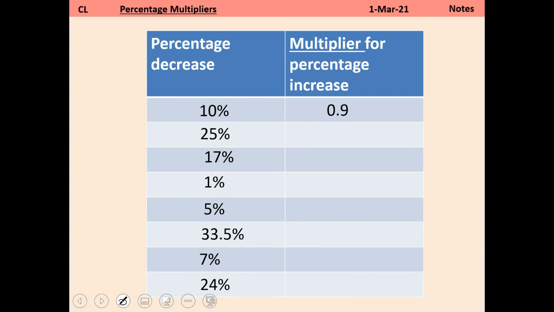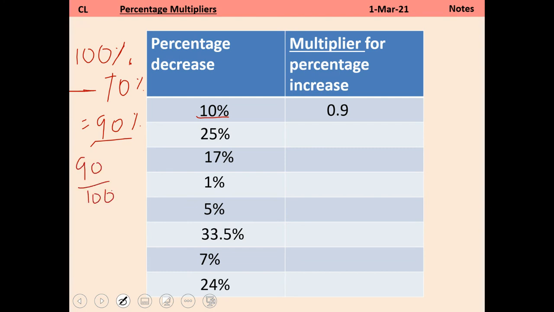So the first one, 10%. To work this out, 10% decrease as a multiplier, we had 100% originally, right? What we do is, because it's a percentage decrease, we subtract 10%. So 100% minus 10% will be 90%. And there you go. So 90% is the actual amount that we need to work out. And as a multiplier, 90% will just be 90 over 100, and 90 divided by 100, cancel the zeros, 9 divided by 10 is just going to be 0.9. And that's my percentage decrease of 10% as a multiplier.